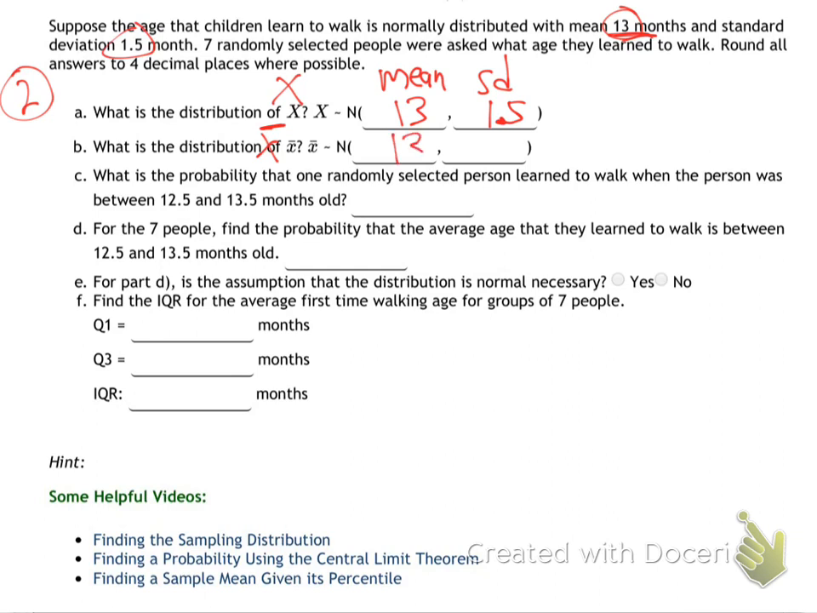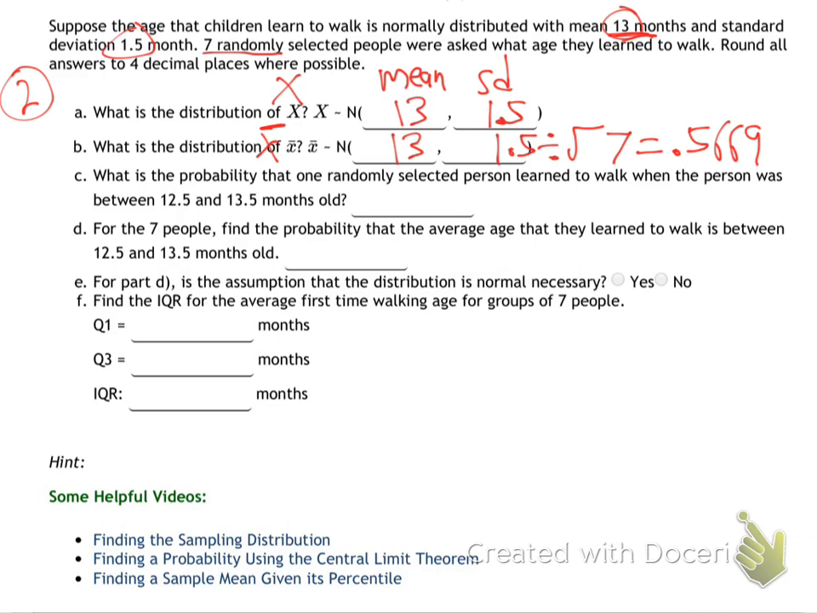Only the standard deviation. The mean's the same, but the standard deviation now will be 1.5 divided by the square root of what? At least on my problem, 7. We're taking 7 people at a time and taking the average of the age they learn to walk. So 1.5 divided by the square root of 7. I'm getting 0.5669. 4 decimal places. There we go.